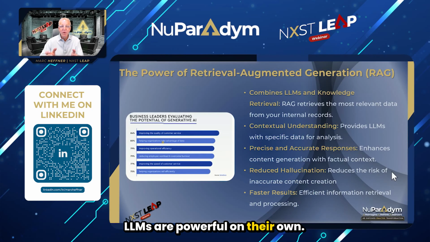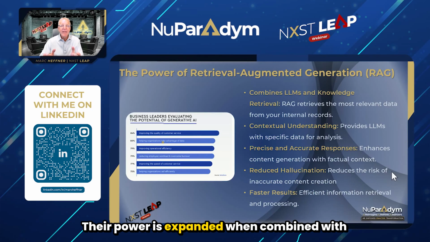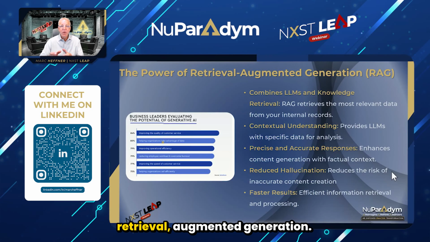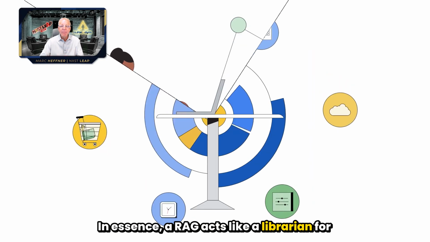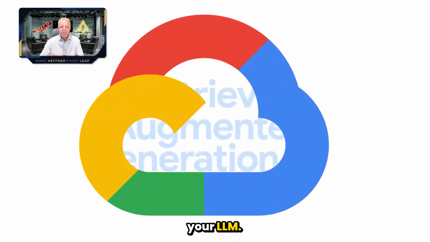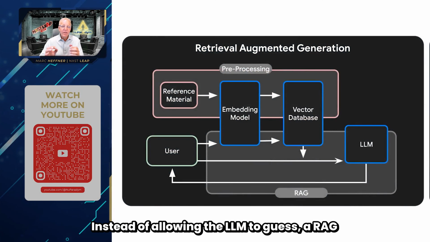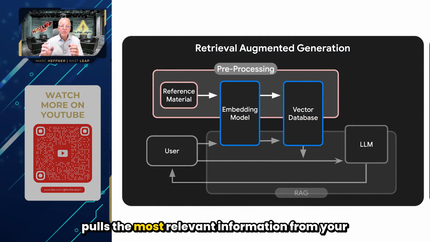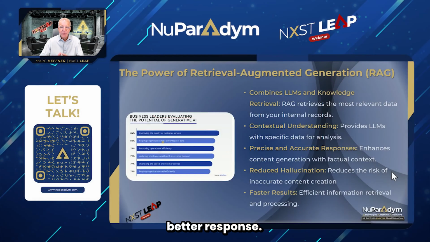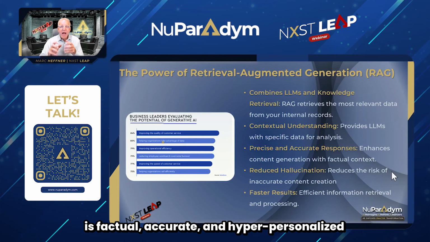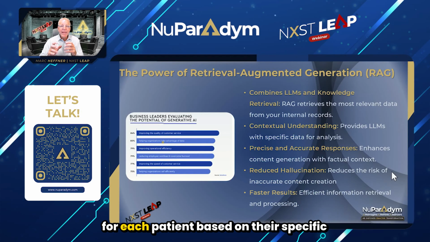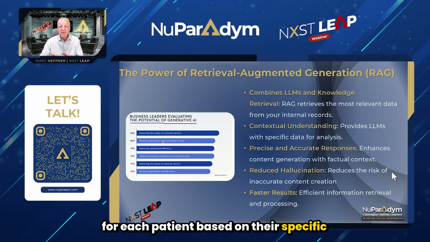LLMs are powerful on their own. Their power is expanded when combined with retrieval augmented generation. In essence, a RAG acts like a librarian for your LLM. Instead of allowing the LLM to guess, a RAG pulls the most relevant information from your database and feeds it to the LLM to provide a better response. This ensures that the content generated is factual, accurate, and hyper-personalized for each patient based on their specific details.